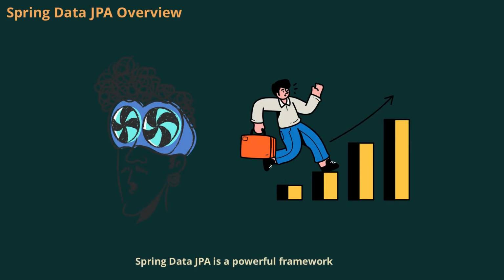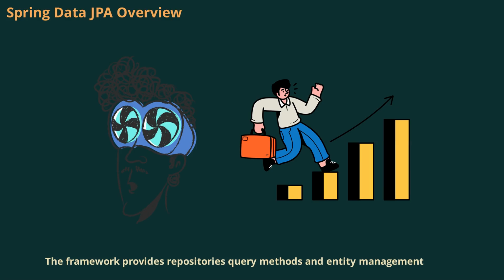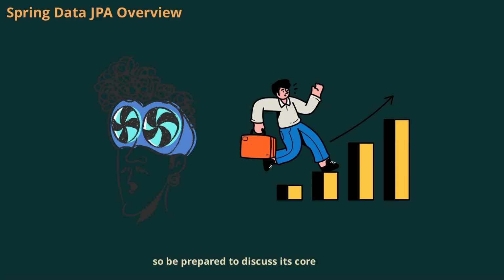Spring Data JPA is a powerful framework for managing relational data in Java applications. It simplifies database operations and integrates seamlessly with Hibernate. Understanding how Spring Data JPA works is fundamental before diving into soft deletes. The framework provides repositories, query methods, and entity management, making it easier to implement advanced features like soft deletes. Interviewers often ask about your experience with Spring Data JPA, so be prepared to discuss its core functionalities and how it supports enterprise data needs.